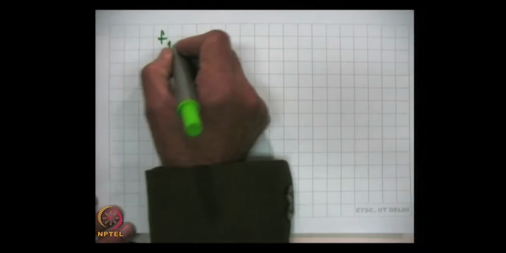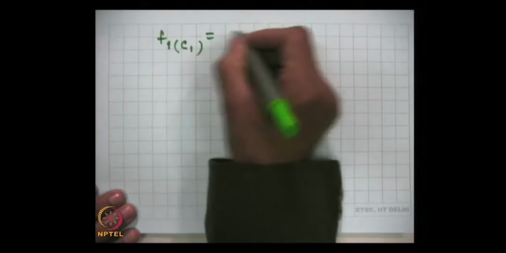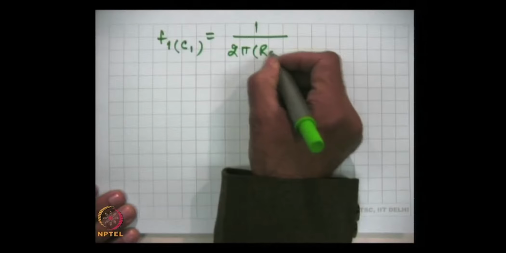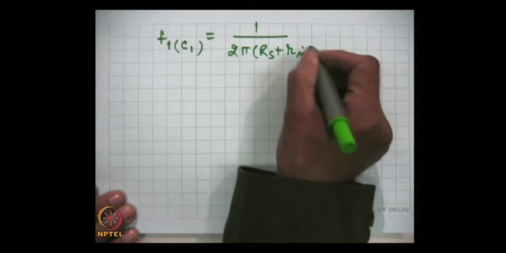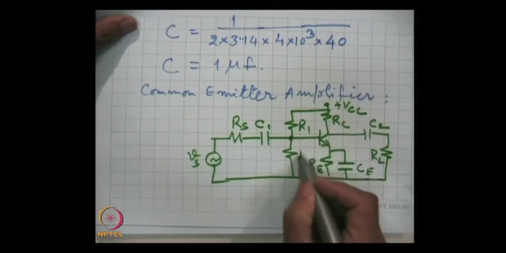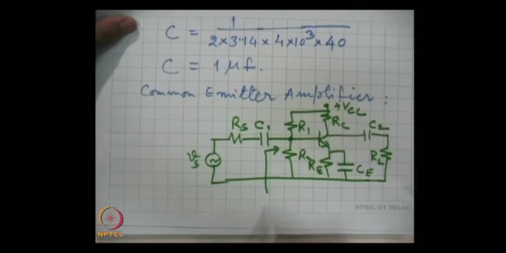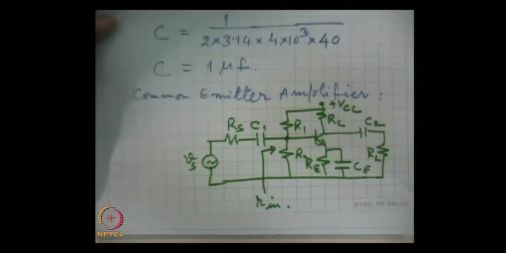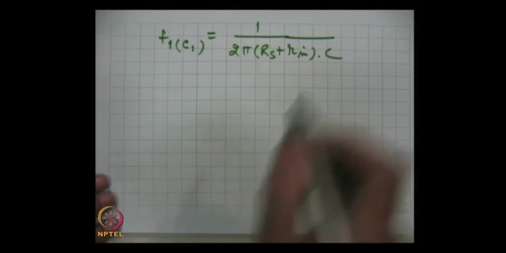The basic expression we have developed earlier applies. Because of the first coupling capacitor, the lower cutoff f1 due to capacitance C1 will be equal to 1 by 2 pi into Rs plus R in into C. R in is, this is R1, this is R2. So, whatever is the impedance here, this is R in, and the effective value we are supposed to know. This is the first cutoff.